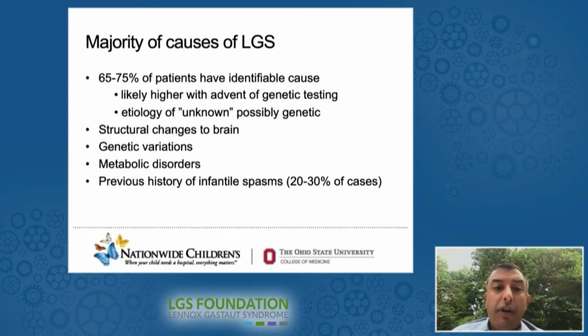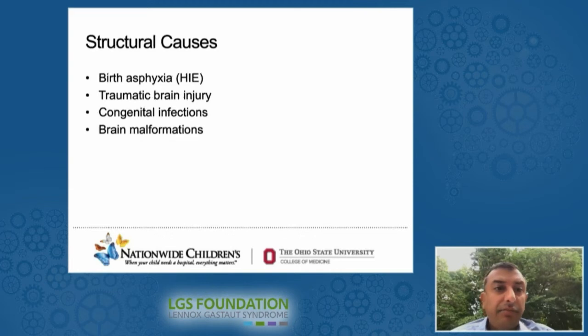The other things that you've heard of, and we'll break this down, are the structural changes to the brain. You notice I said structural changes because there are obviously lots of changes that can change the actual structure of the brain that can contribute to the LGS picture. We mentioned genetic variations, metabolic disorders, and we've all heard the statistic that 20 to 30% perhaps had a previous history of infantile spasms. So obviously there's a link behind the etiologies related to infantile spasms, or what Dr. World mentioned, the infantile spasm syndrome, and the development of LGS. So let's talk a little bit about structural causes and the contributions they can have to LGS.